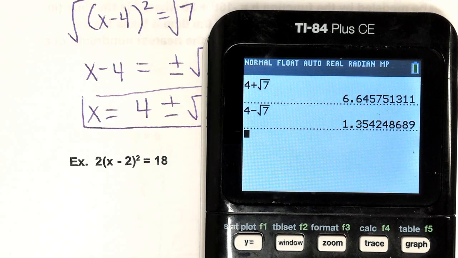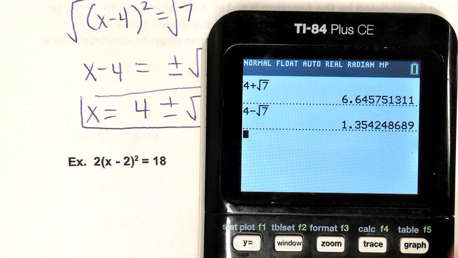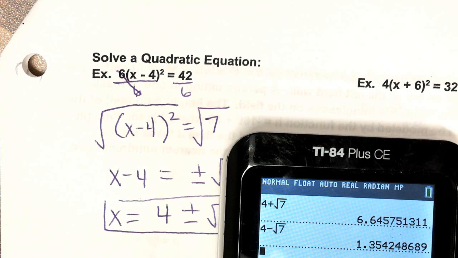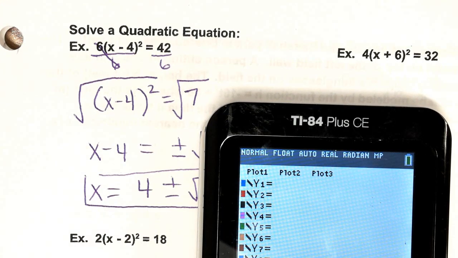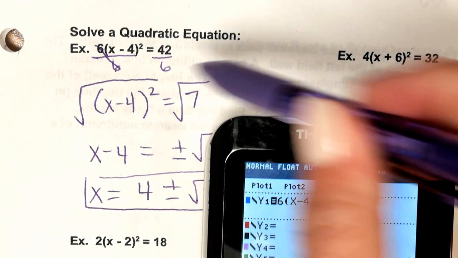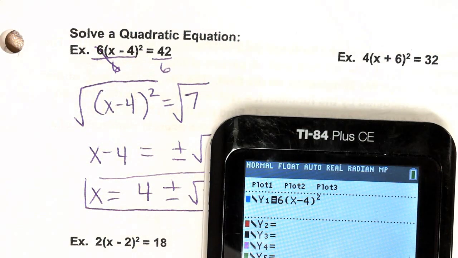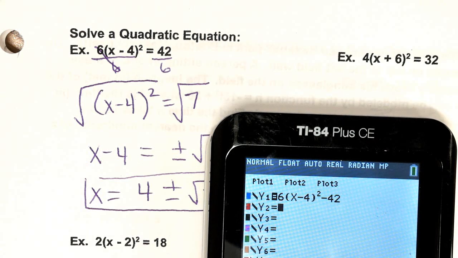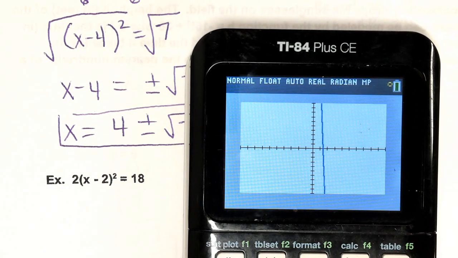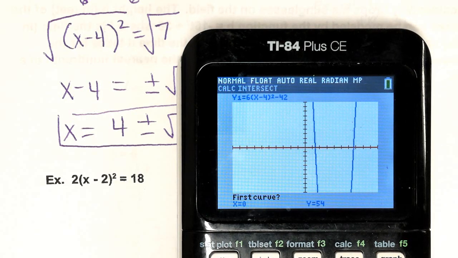And I'm going to show y'all. Y'all don't have to do this. I just want you to look at the board. These are our two answers, yes? If I go back to the original equation and I put in 6 times x minus 4 squared, and I move this 42 to the left by subtraction, and I set it equal to 0. Those are the two answers. We're going to see if they match what we got.